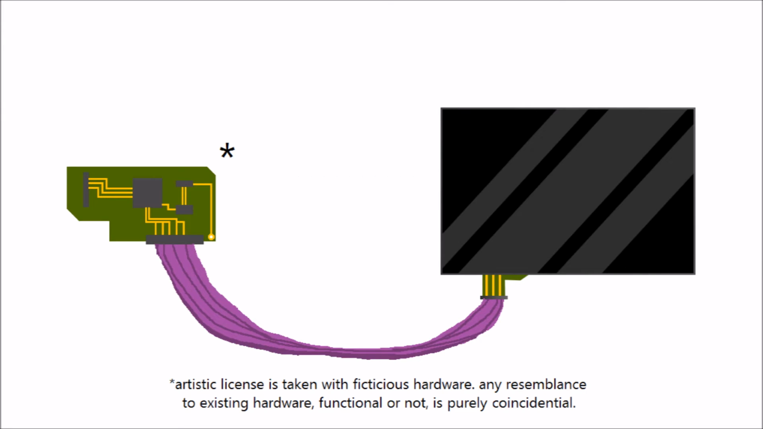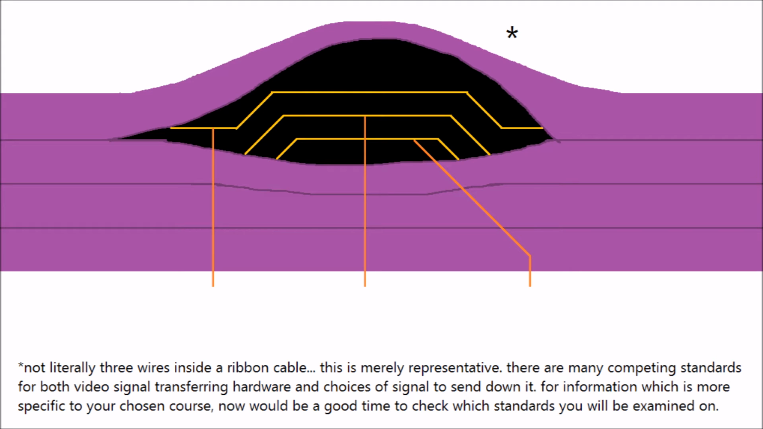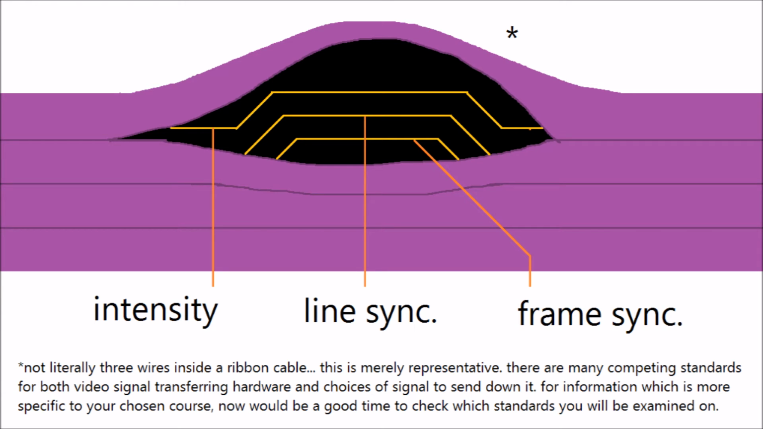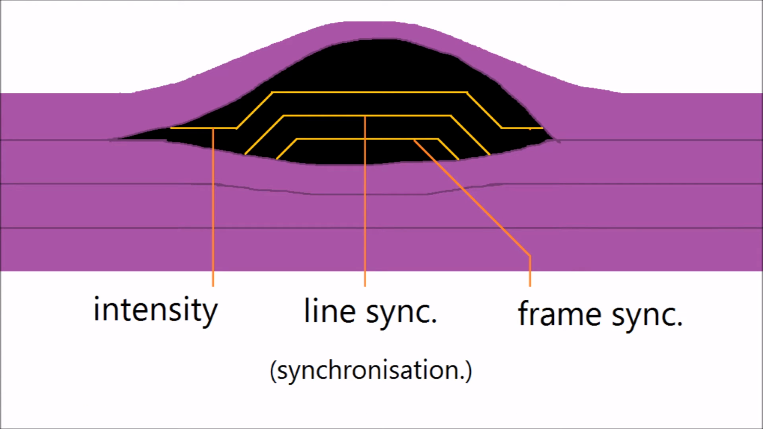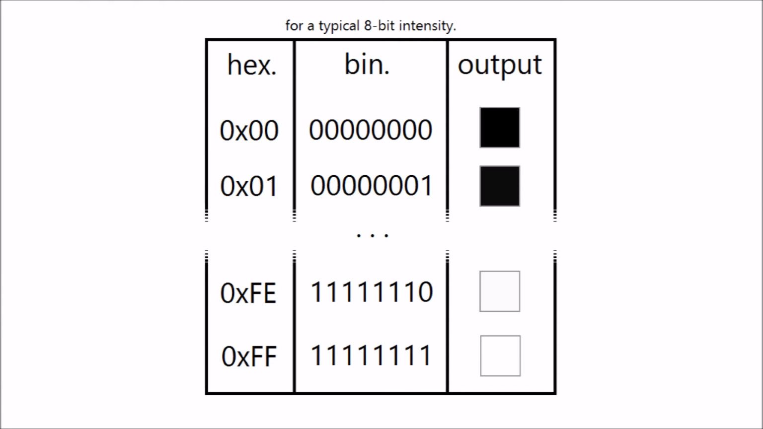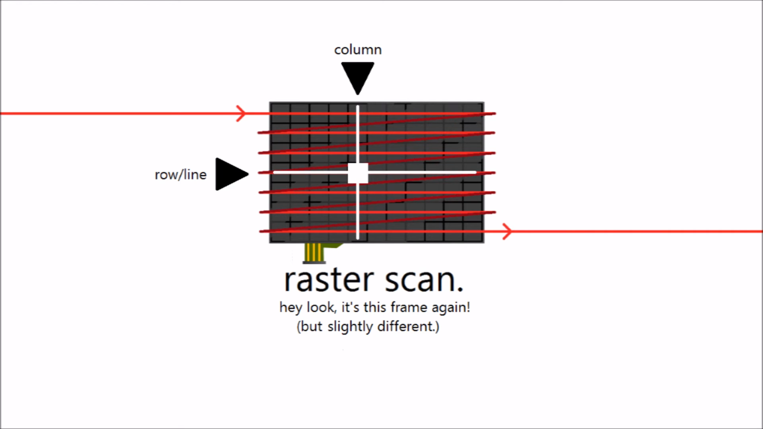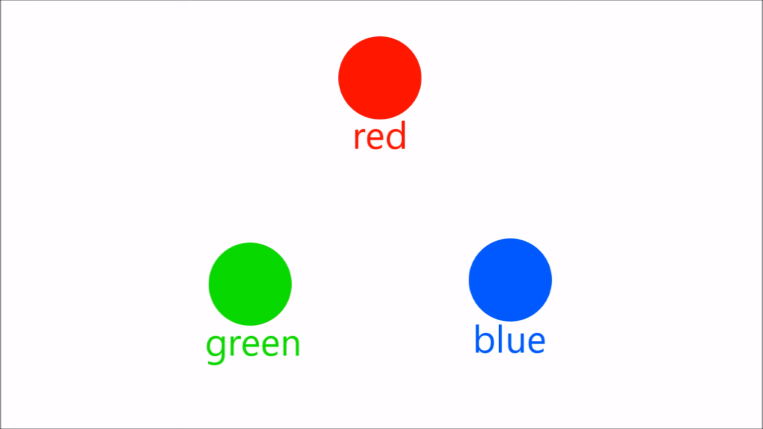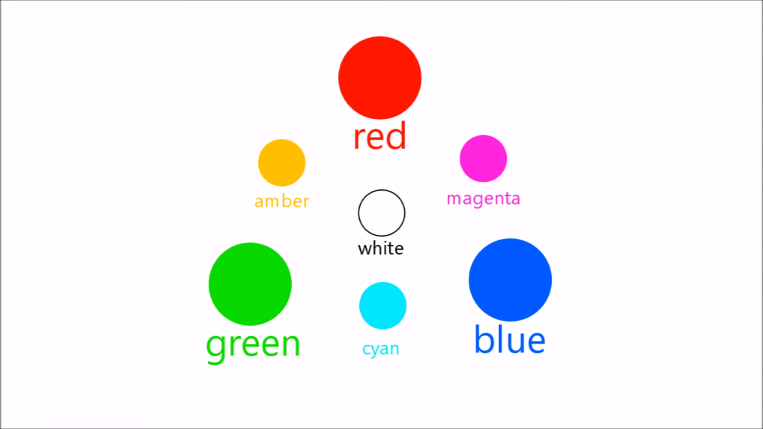On a physical level, output to a screen requires at least 3 signals be passed. There's the intensity, the line sync, and the frame sync. Sync is short for synchronization, the act of making sure things are in order. The intensity controls the brightness of the pixel given by the current position of the raster scan. For simple color output, there are 3 separate intensity signals instead of just one: red, green, and blue, from which all other colors of light can be derived if you're smart about it.